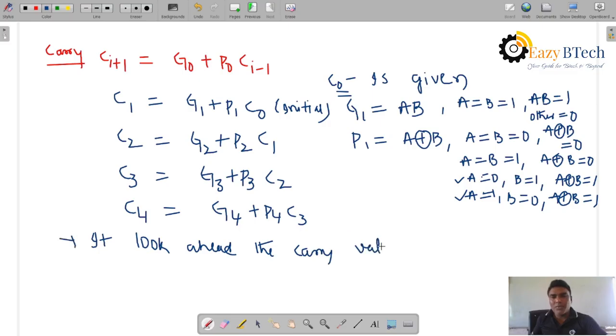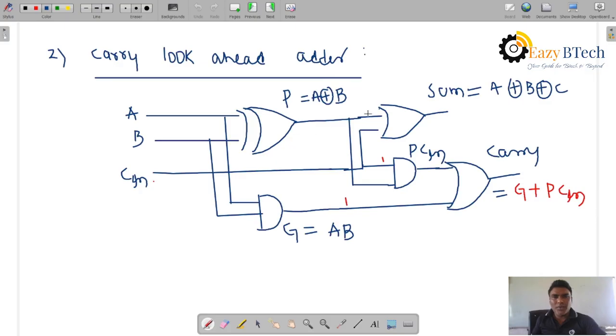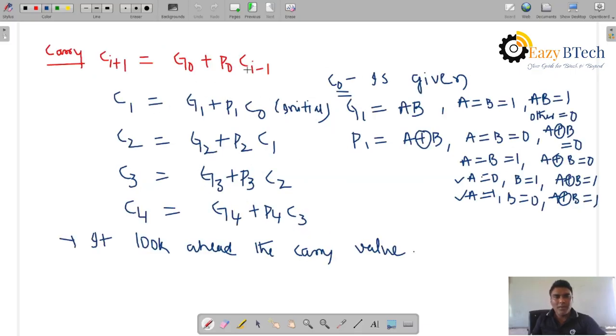look ahead the carry value. By using this, the carry look ahead adder increases the speed. So this may be asked in the examination: explain about the carry look ahead adder. You should draw the circuit, the sum and carry values, what the propagation and generation are, and how the incremental carry will happen. Then you can draw and explain the circuit, right?